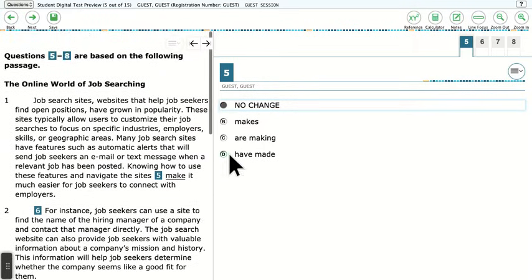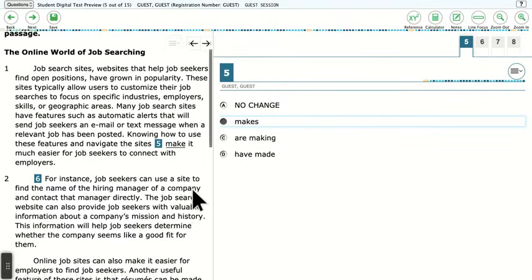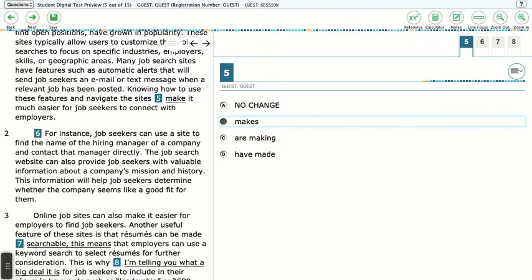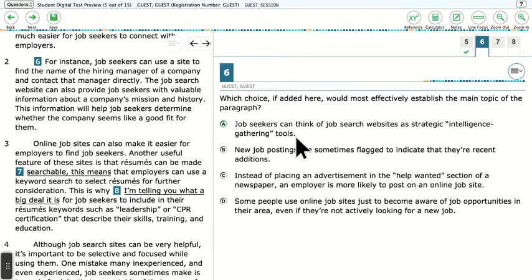Actually, I'm wrong there. It's going to be B. It's "makes" because it's "knowing," right? Knowing this makes it easier. See, even I get them wrong sometimes. All right. The next one is 6.